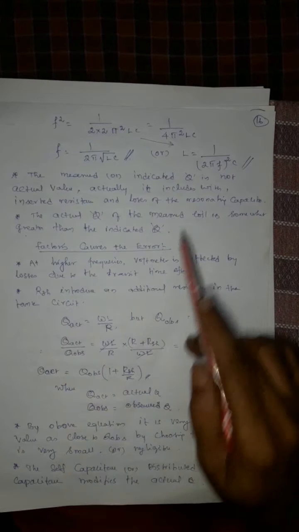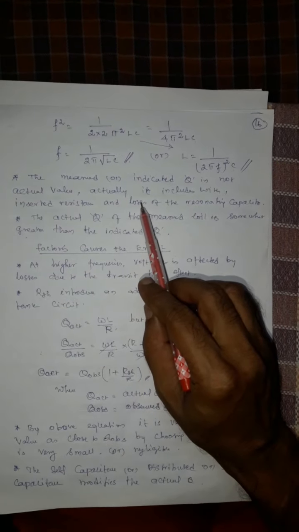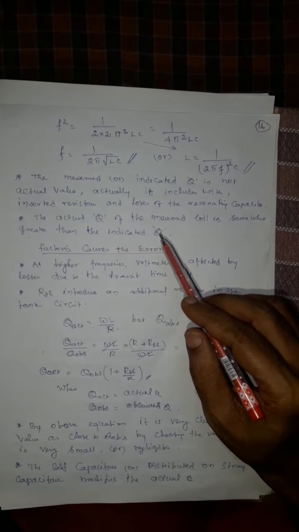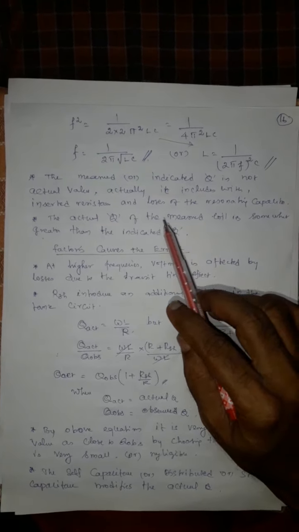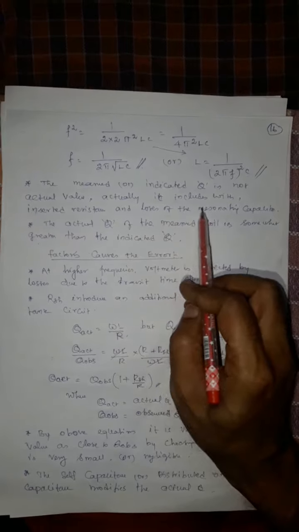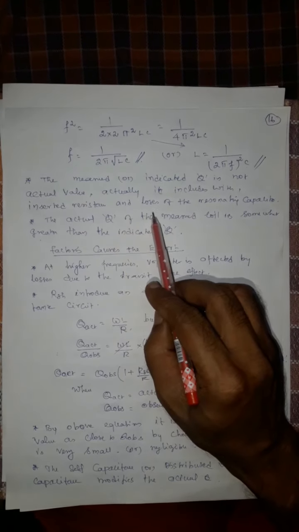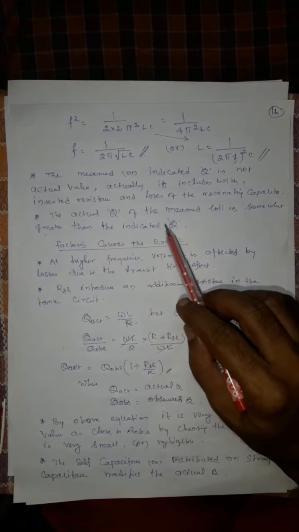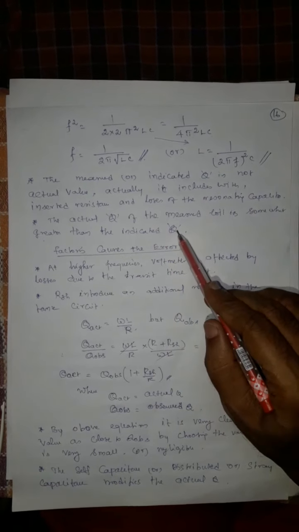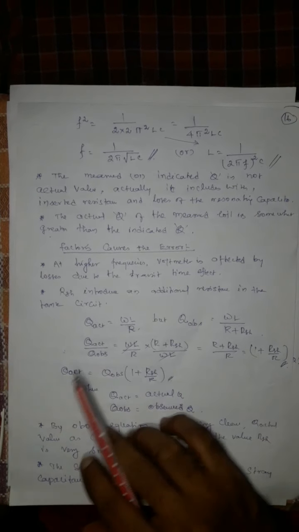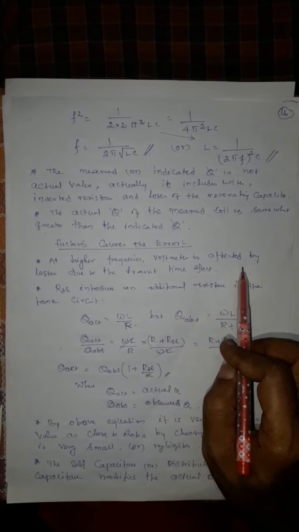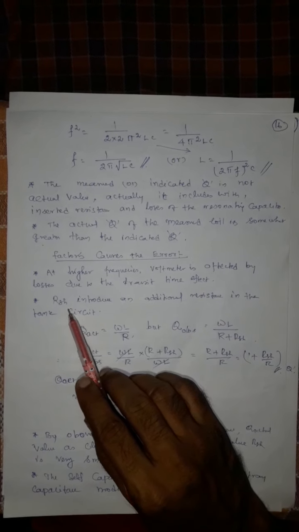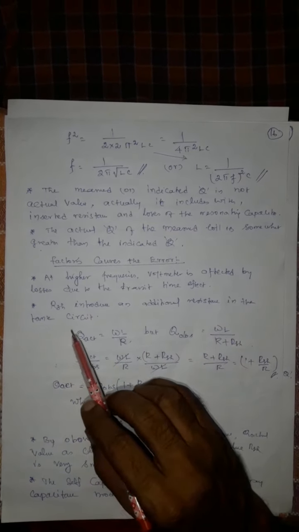The measured or indicated Q is not the actual value. Actually, it includes insertion loss. You may study it in your RF circuit or transmission line course. It indicates the insertion resistance and the losses of the resonating capacitor. The actual Q of the measured coil is somewhat greater than the indicated Q. What are all the factors which cause the error? At a higher frequency, the voltmeter is affected by losses due to the transit time effect. RSH has introduced an additional resistance in the tank circuit.